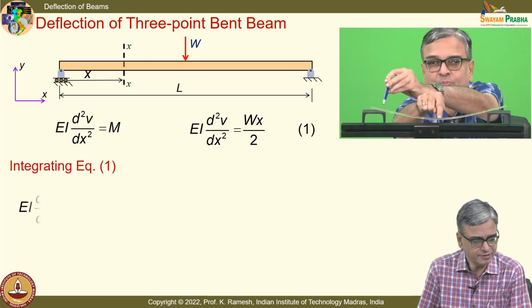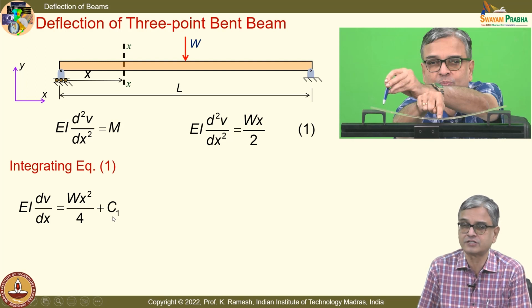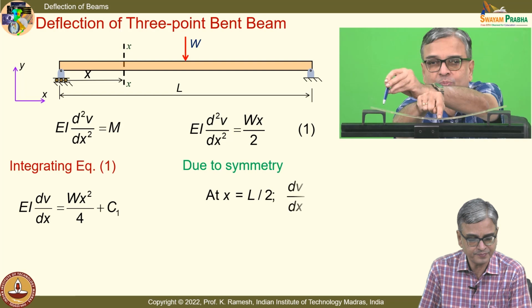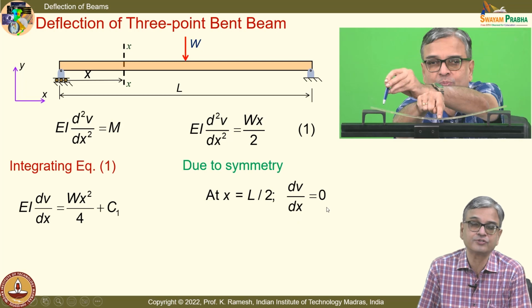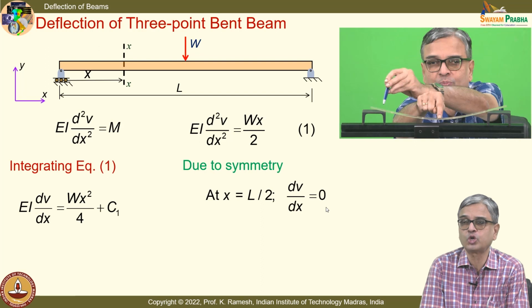Integrating equation 1, I get EI dv by dx equal to Wx squared by 4 plus C1 as an integration constant. And what is the boundary condition you can write? Due to symmetry, at x equal to L by 2, we have already seen here, dv by dx equal to 0. So, you should know how to translate your appreciation of slope as 0 mathematically.